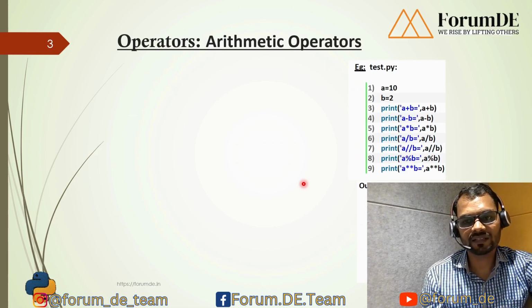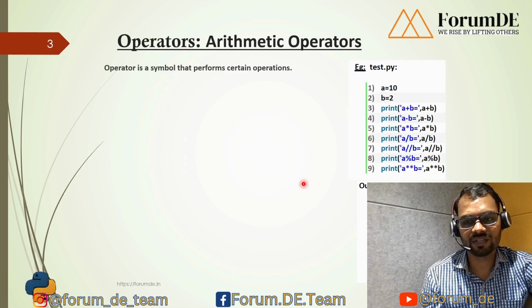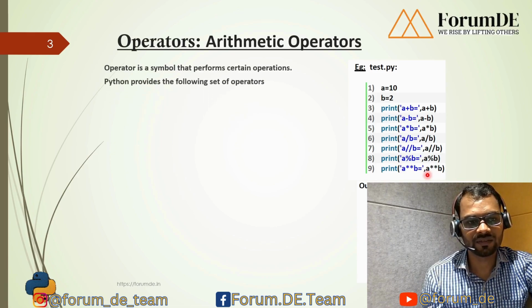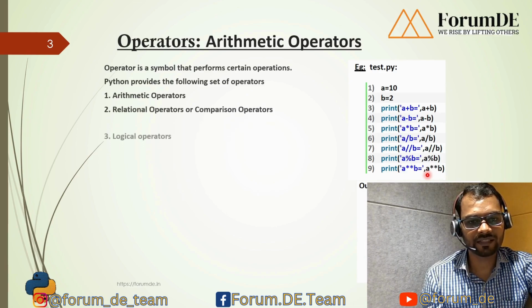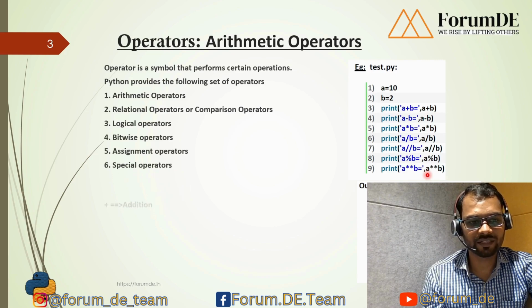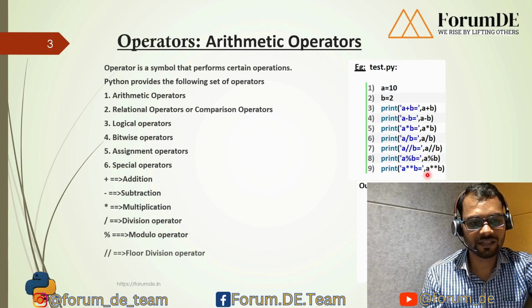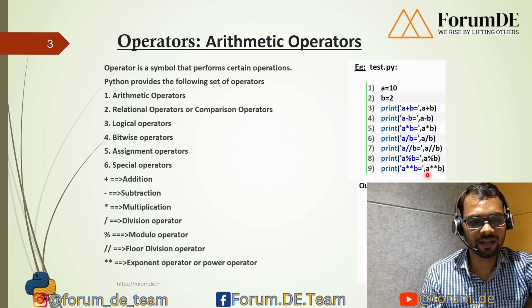Arithmetic operators are those operators based on mathematical operations, like plus, minus, division, modulus, and square. Python provides sets of operators: arithmetic, relational, logical operators, bitwise operators, assignment operators, and special operators. So arithmetic covers additions, subtractions, multiplications, divisions, modulus, floor division operators, and exponentials.